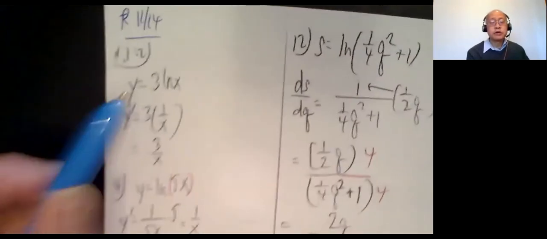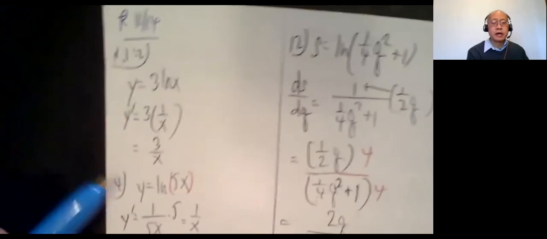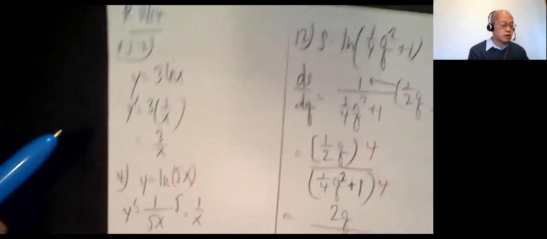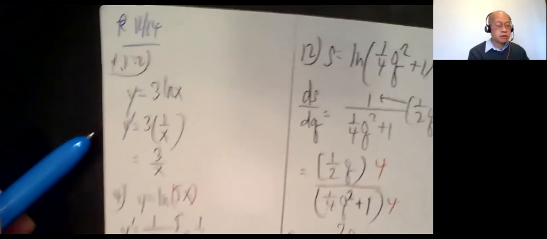So again, I do 2, you do number 1, which is almost just like it. I do 4, you do number 3, which is almost just like it, and so on. Okay.